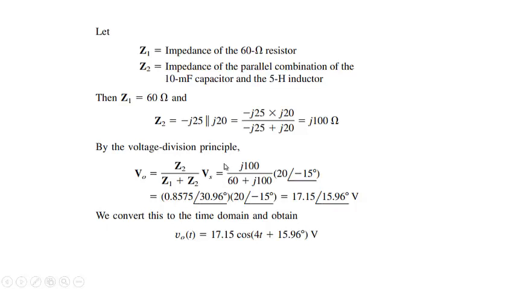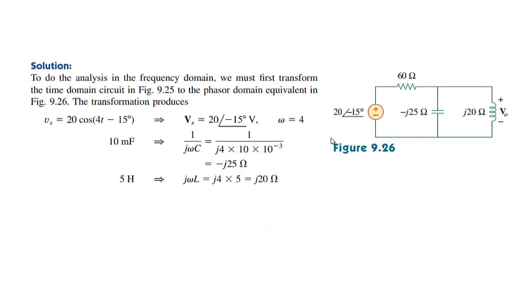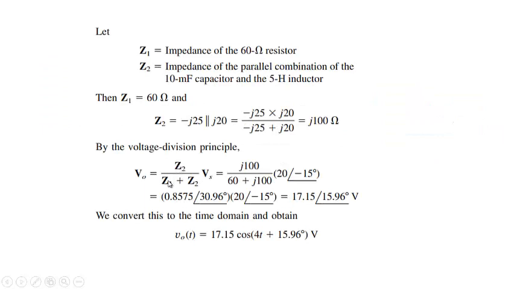By the voltage division principle, which we have already discussed, the voltage across this combination will be Z2 divided by Z1 plus Z2 into this voltage. So that is what I have done: Z2 divided by Z1 plus Z2 into Vs. Z2 is j100 divided by 60 plus j100 into 20 at an angle of minus 15, that is the source voltage. When you solve it, it comes out to be this, and finally V naught will be equal to 17.15 at an angle of 15.96 volts.